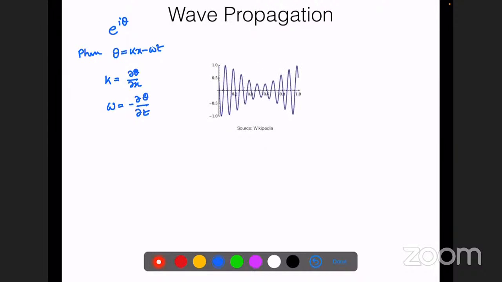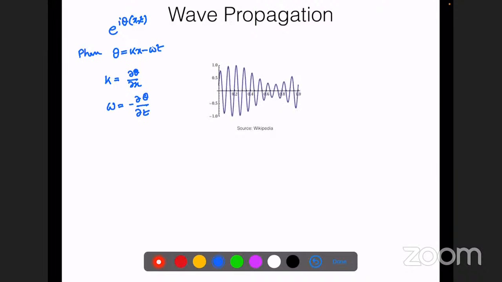So even if I don't have a single wave, if I have a packet identified in terms of the phase, so if I define a wave packet e to the power i theta of x comma t, then the spatial gradient of the phase tells me the local wave number. And similarly, I get information regarding the frequency.